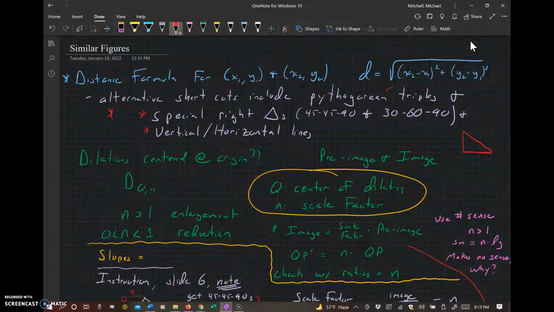Special right triangles, your 45, 45, 90 and 30, 60, 90. It's possible to recognize the number patterns in those and go directly to answers and kind of skip over it. It's still using the same concepts, but you're taking advantage of some patterns.